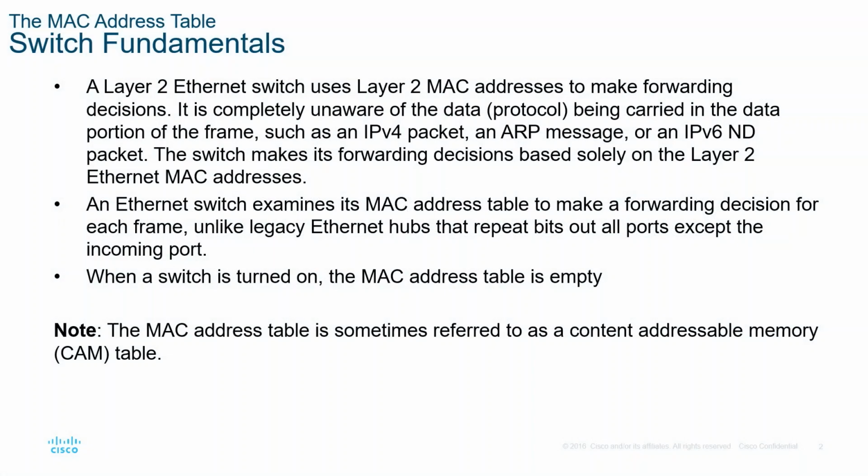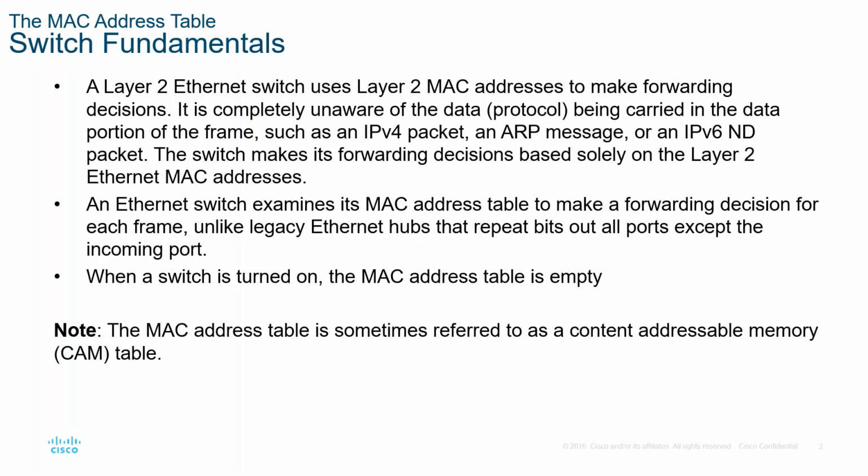So a layer 2 Ethernet switch uses the layer 2 MAC address to make forwarding decisions. Basically, the Ethernet switch is completely unaware of the protocol being carried in the data portion of the frame, such as the IPv4 packet, the ARP message, or any IPv6 network neighbor discovery packet. So the switch makes its forwarding decision solely based on the Ethernet MAC address.